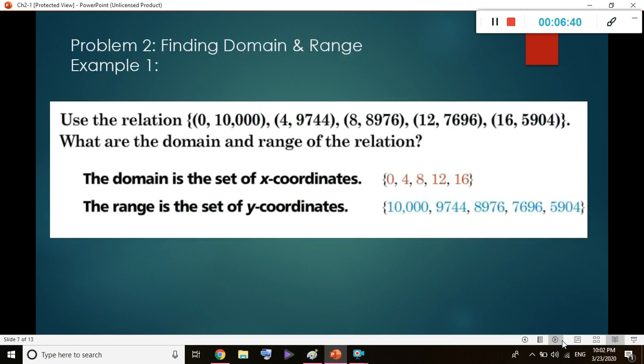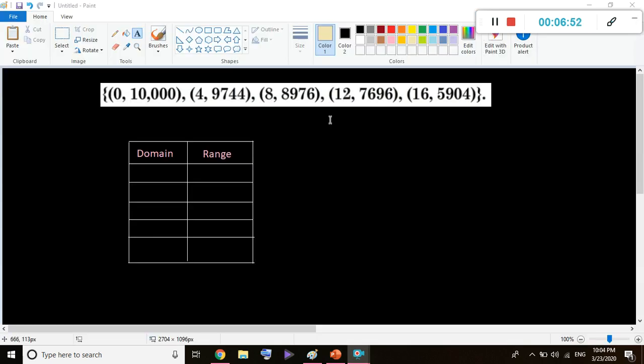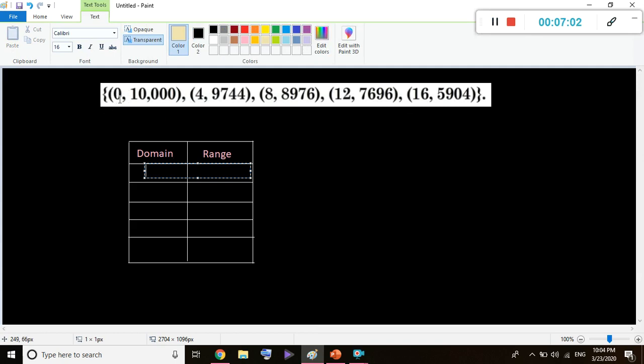Let's see some examples for finding the domain and range. Use the relation 0, 10,000, the same as the previous example here. We're just asking for the domain and range. These are the set of relations. We're going to know what's the domain and what's the range. So let's start here. Let's write first the domain. It's going to be the x coordinates, or the inputs.